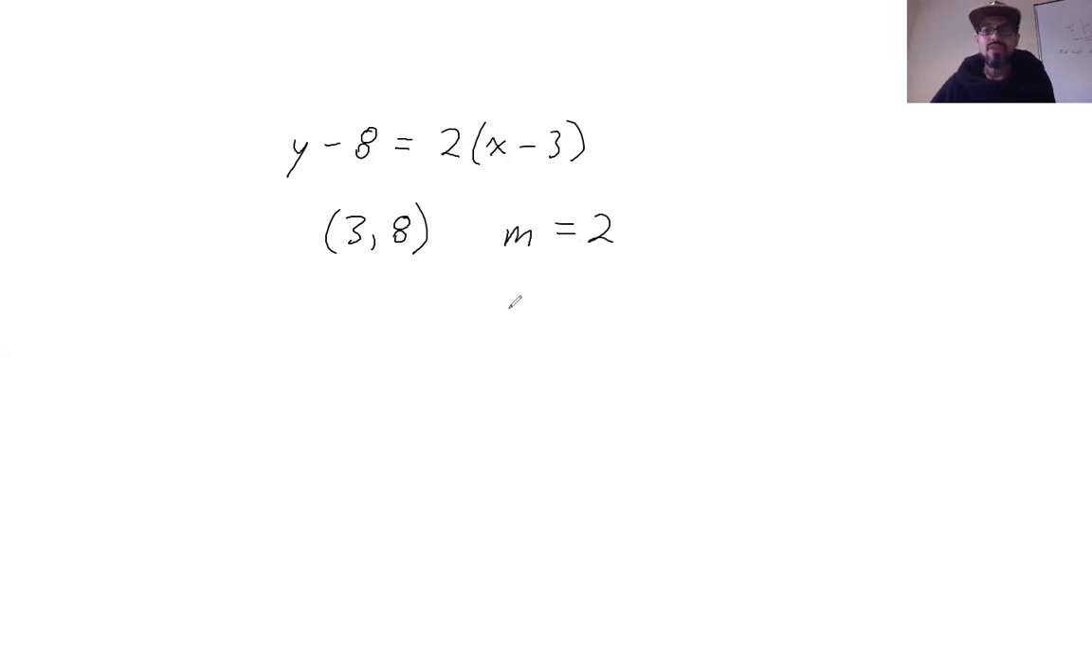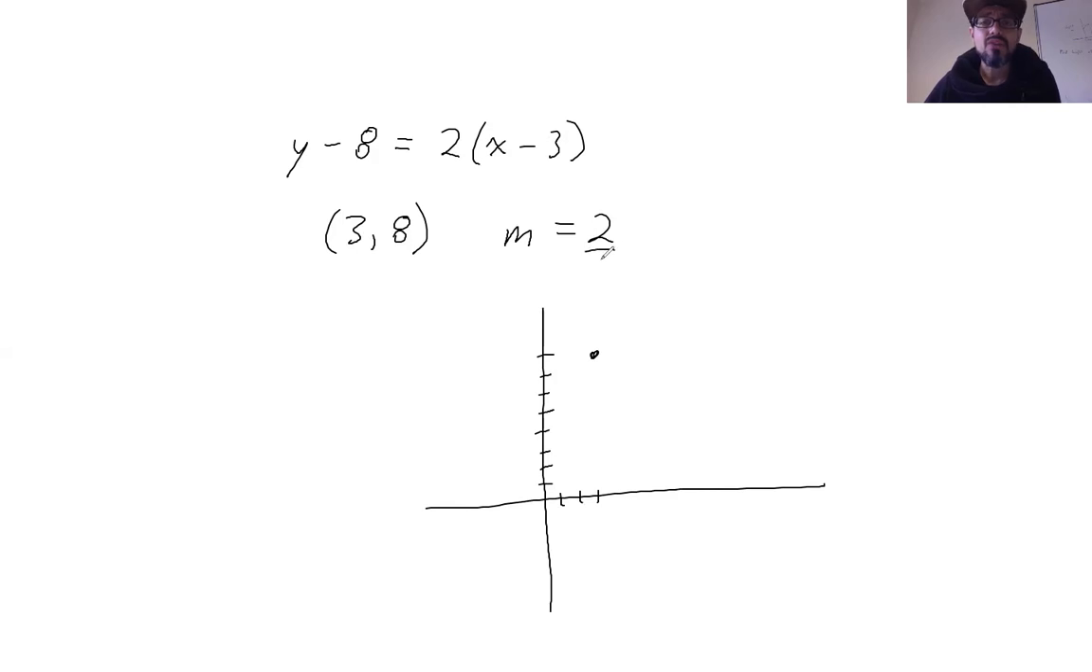Now, with this information, I can actually produce a graph quite easily. I first go to the point (3, 8). So I'll go to 1, 2, 3, 1, 2, 3, 4, 5, 6, 7, 8, and I'll put a point. From there, I'll apply the slope.